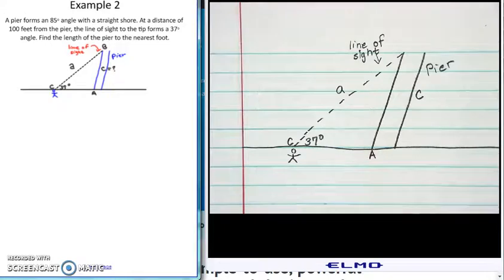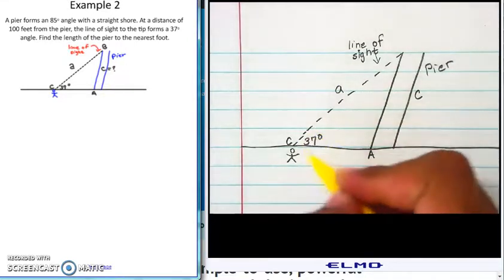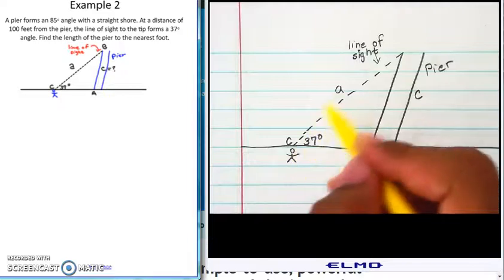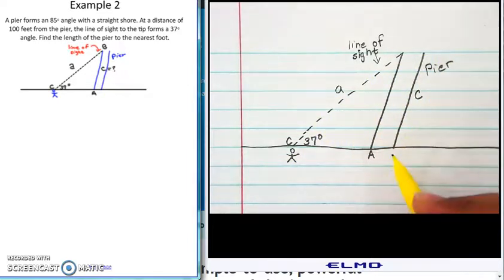All right. Now, a pier forms an 85-degree angle with a straight shore. At a distance of 100 feet from the pier, the line of sight to the tip forms a 37-degree angle. So, in other words, it's talking about the line of sight to the tip of the pier forming a 37-degree angle. And here, this one's already given to you. That part's already in the picture. They already tell you this is the line of sight. They tell you this is the pier.